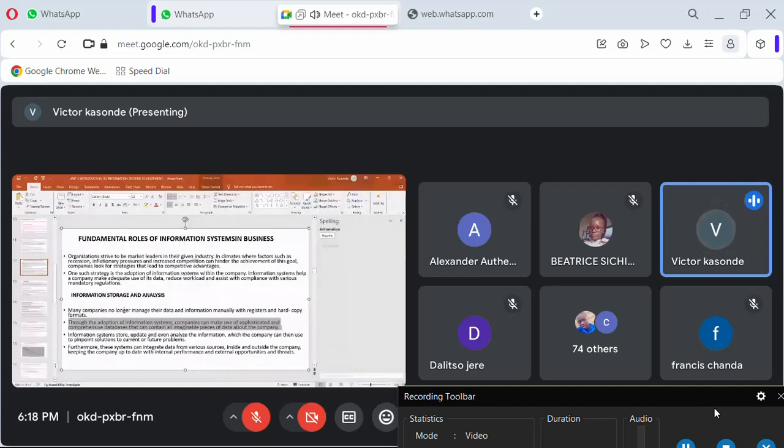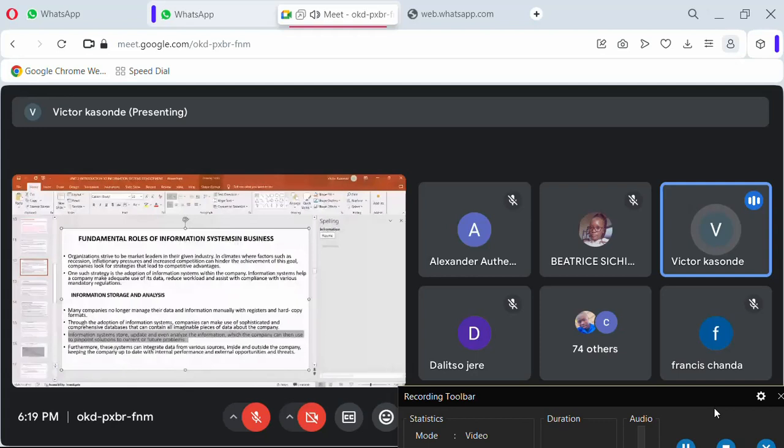So equally, the companies are doing that. They are maintaining their records, putting their information in the database, on the central data information system to store, update, even analyze the information, which the company can then use to pinpoint solutions to current or future problems. So they are able to keep that information. They can update it, and anything which they want, they can use that information.